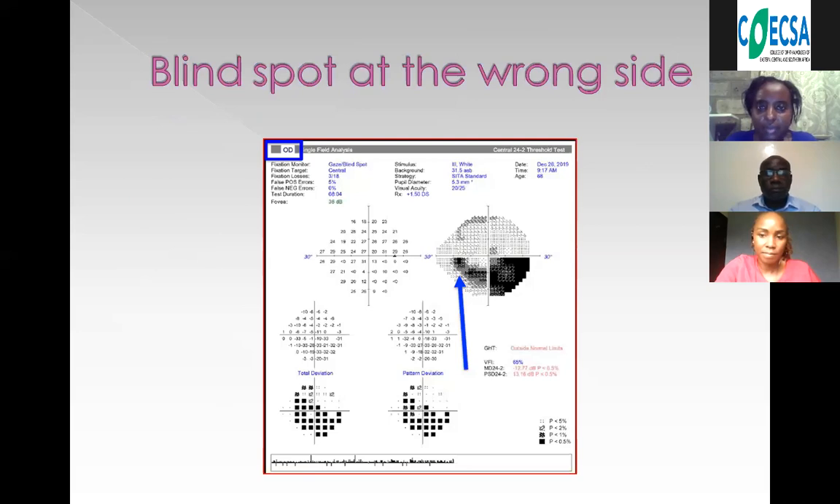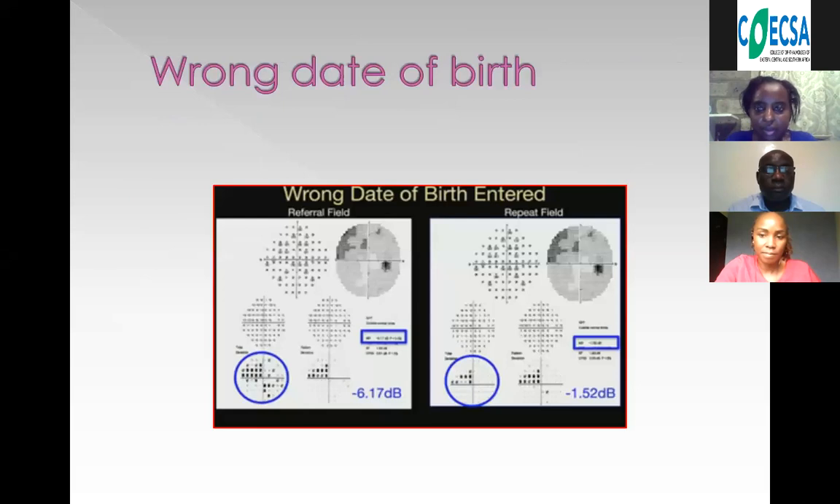So this is a blind spot mapped on the wrong side. The field is written OD right eye, but the blind spot is, instead of being on the right, it's on the left. So it appears as if it's an extension of the visual field defect, but it is not. When you have the wrong date of birth entered, in this case, the field was input compared to that of a 6-year-old, but the patient was much older, and it brought more defects, a mean deviation of -6.7, while a repeat field showed a -1.252 decibels.